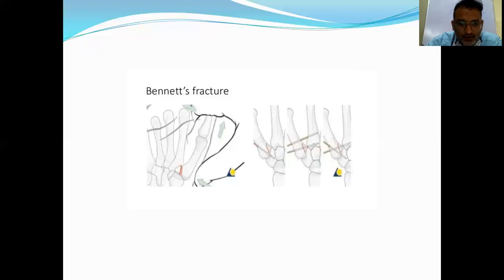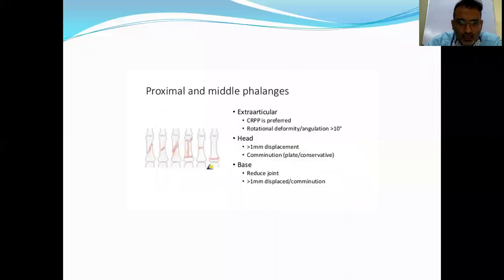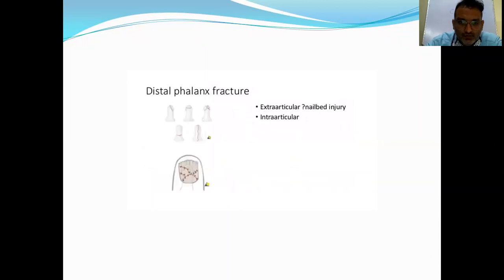Bennett fracture is a fracture of the base of the first metacarpal. You can try to treat it conservatively, and if you feel it is displaced, you can fix it with K-wires. For an extra-articular fracture, if it is more than 1 mm, try to fix it with K-wires. If it is less than 1 mm, try to treat it with a cast.